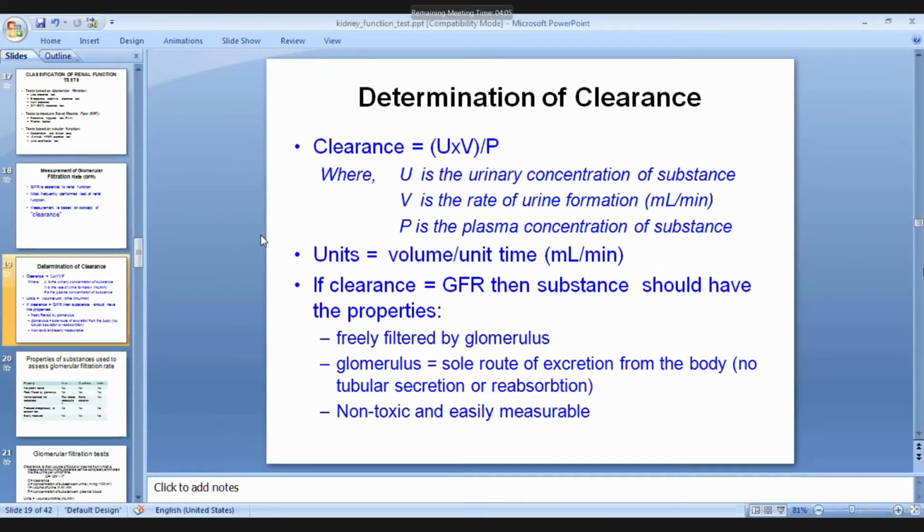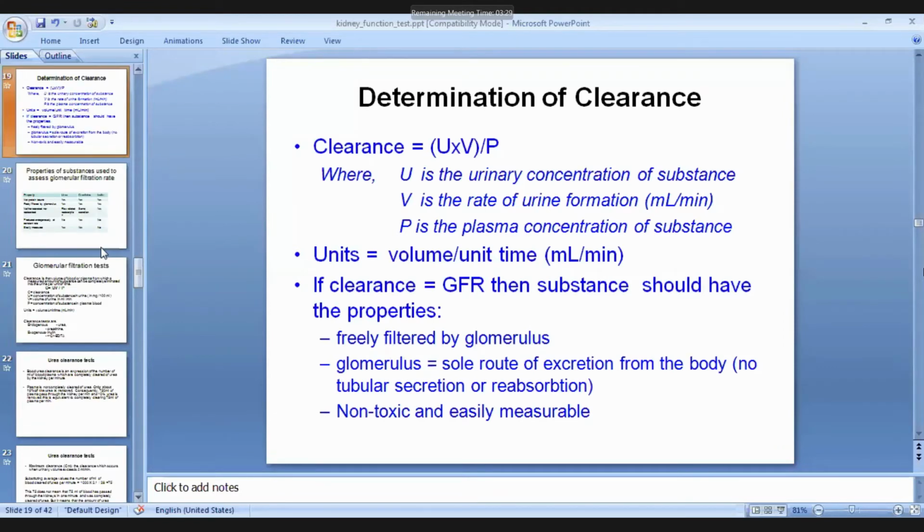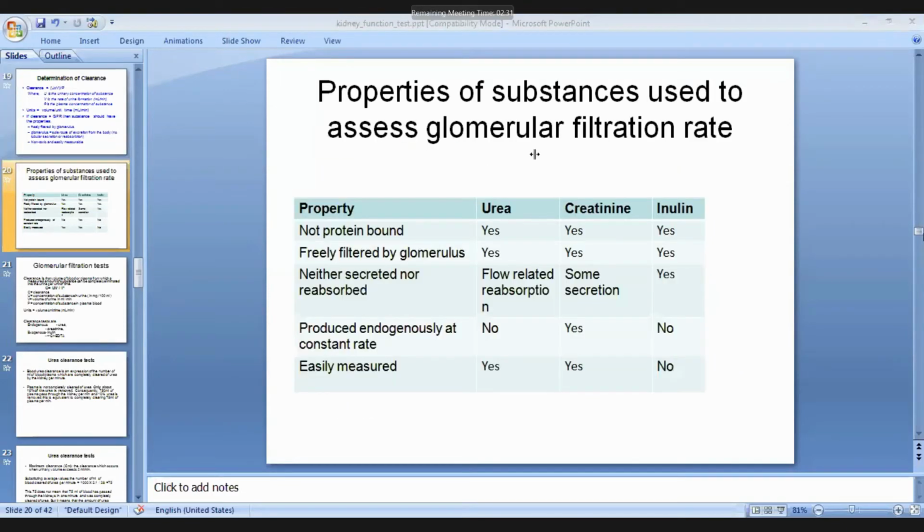So for any substance to be used for clearance, these are the properties it should have: freely filtered by the glomerulus, the glomerulus as the sole route of excretion, meaning no tubular secretion or reabsorption, non-toxic, and easily measurable. For clearance, UV by P, where U is the urinary concentration of the substance, V is the volume of urine formation, and P is the plasma concentration. The unit of clearance is ml per minute.